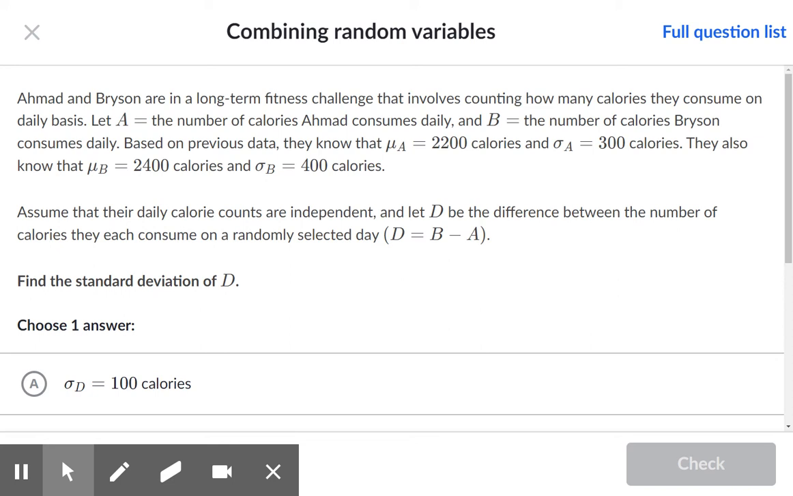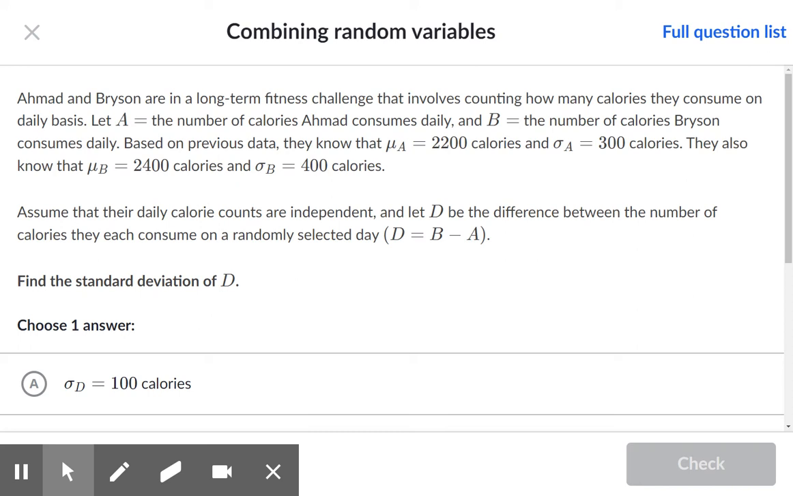Variance is actually standard deviation, and you square it. Now, you can add variance, right? You can add variance, but you cannot subtract variance. So we need to figure out, okay, let's add up the variance first. What's the variance of this? B minus A, which is the variance of B plus variance of A, and that will give you the variance of D, the new random variable, D, the difference between the number of calories.